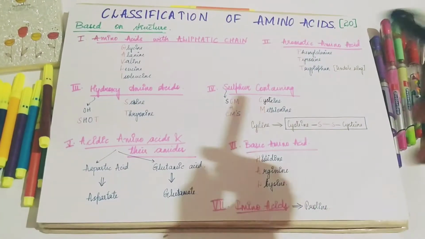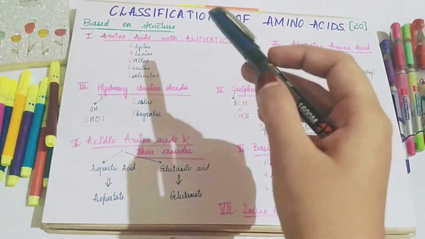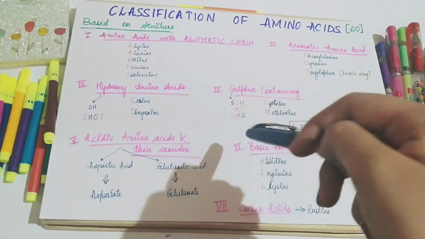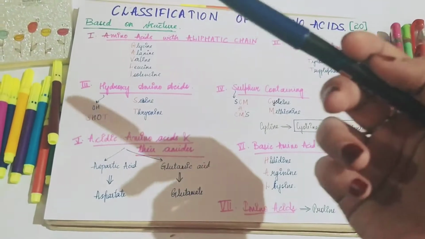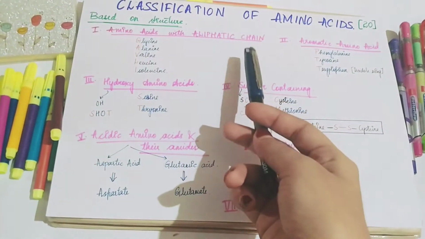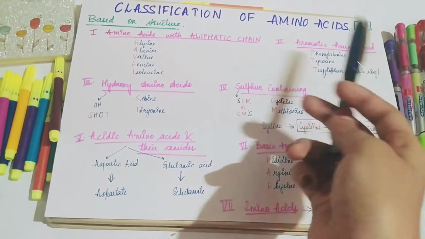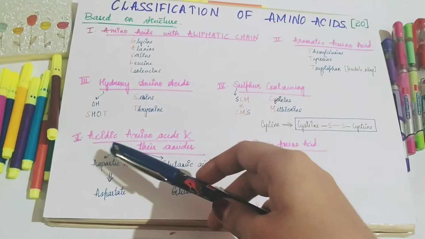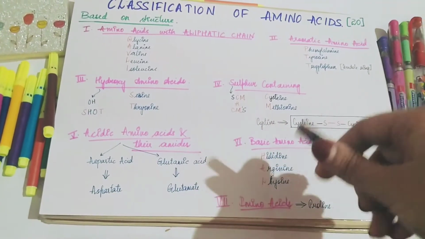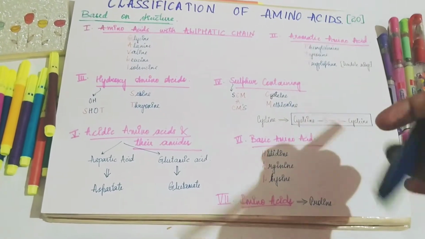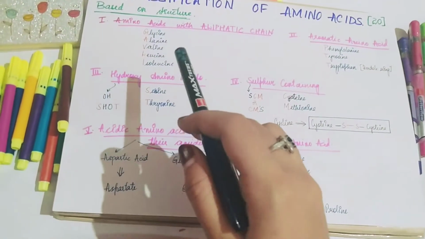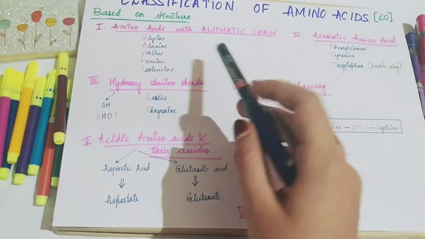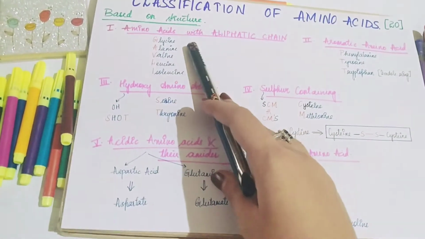So, based on structure, there are totally 20 amino acids in number. Based on structure, these are classified into 7 different groups. They are: amino acid with aliphatic chain, aromatic amino acid, hydroxy amino acid, sulfur containing amino acid, acidic amino acid and their amides, basic amino acids, and imino acids. We'll go into the first one, amino acid with aliphatic chain. We have 5 amino acids in this.